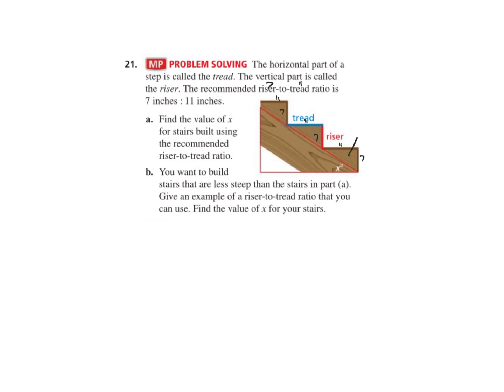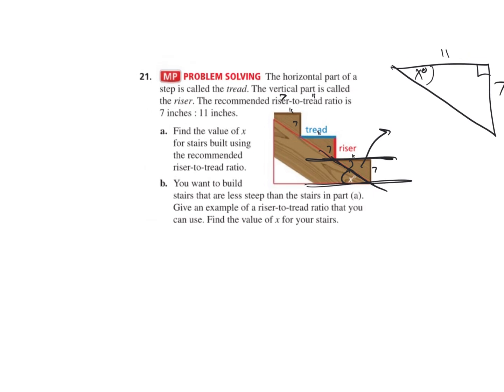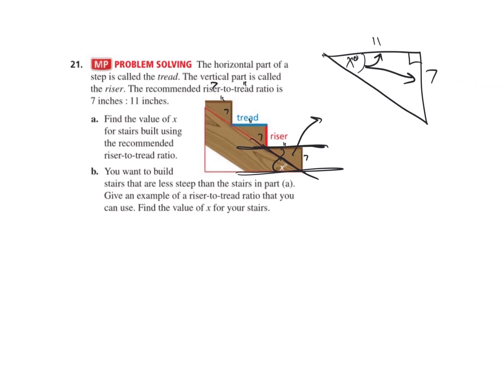But here, let's take this triangle out. This is 90 degrees. This is 7. That's 11. And we have 2 parallel lines cut by this transversal. So alternate interior angles. So x degrees is going to be in that position. So how do I get x? Part A is find the value of x for stairs built using the recommended ratio. From this corner we get opposite over adjacent, that's tangent. So part A, tangent of x degrees is equal to 7 over 11.